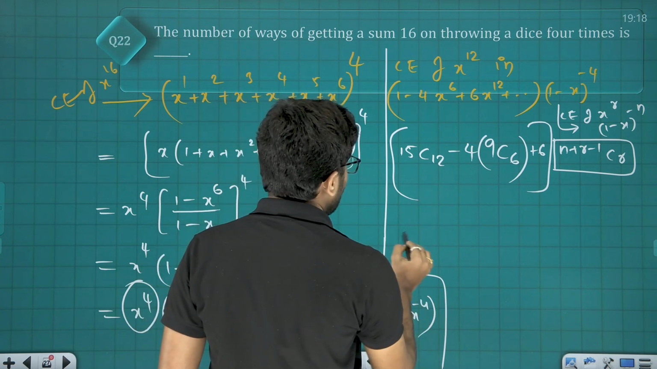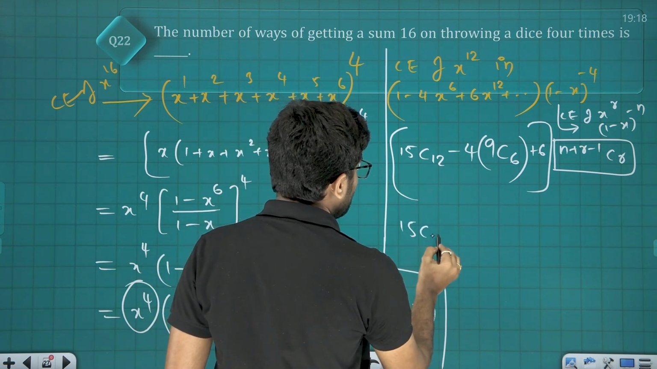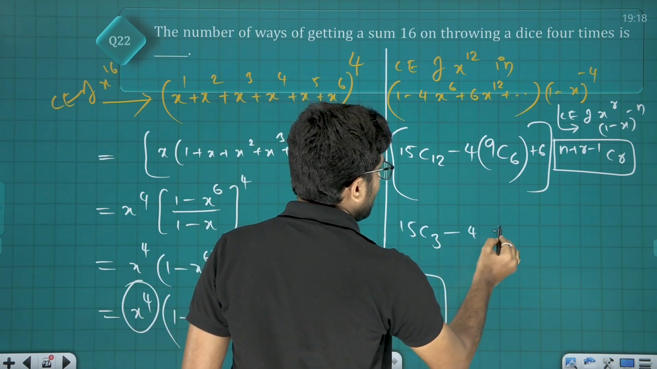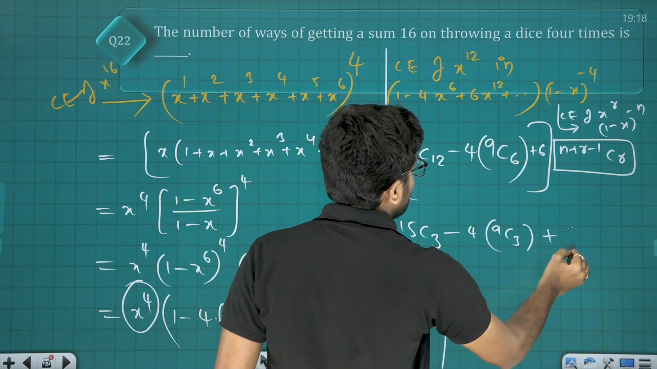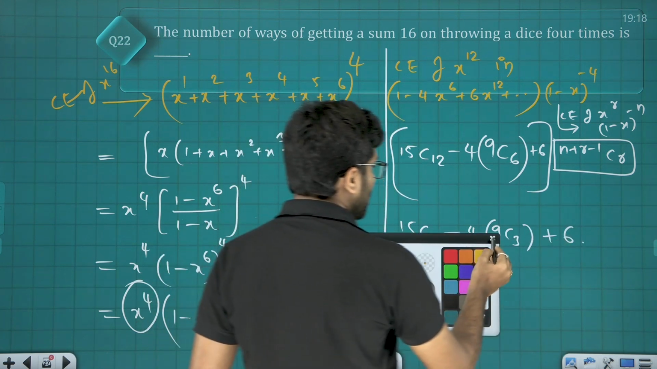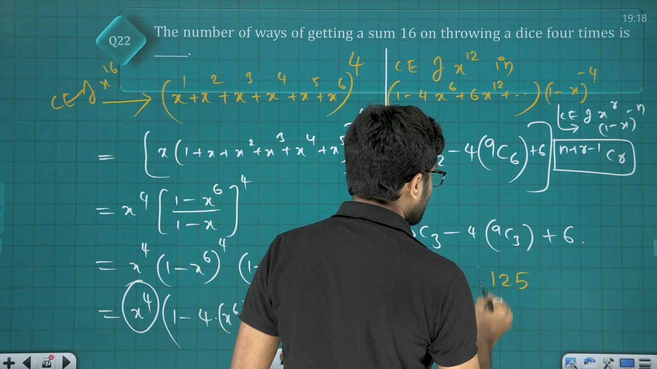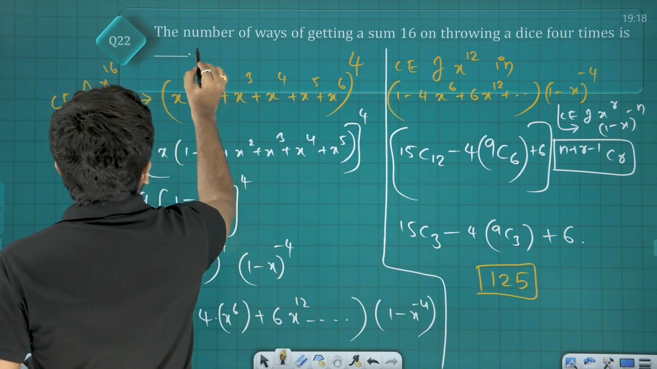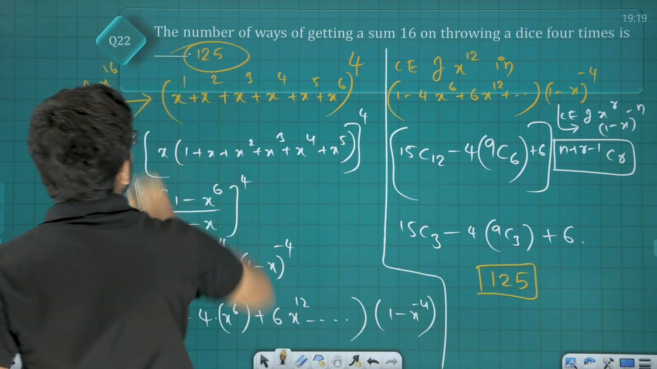Therefore, the coefficient of x power 16 is 15c3 minus 4 times 9c3 plus 6. So when you simplify this, you will be getting 125 as the answer. Answer for this is 125, friends.